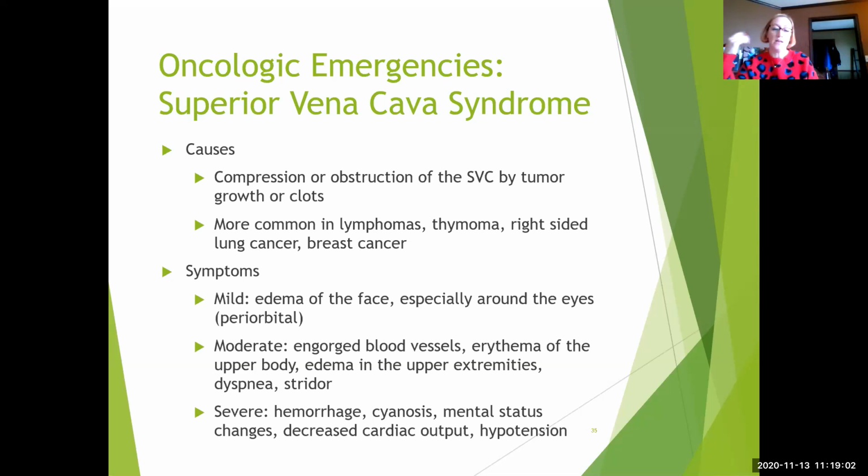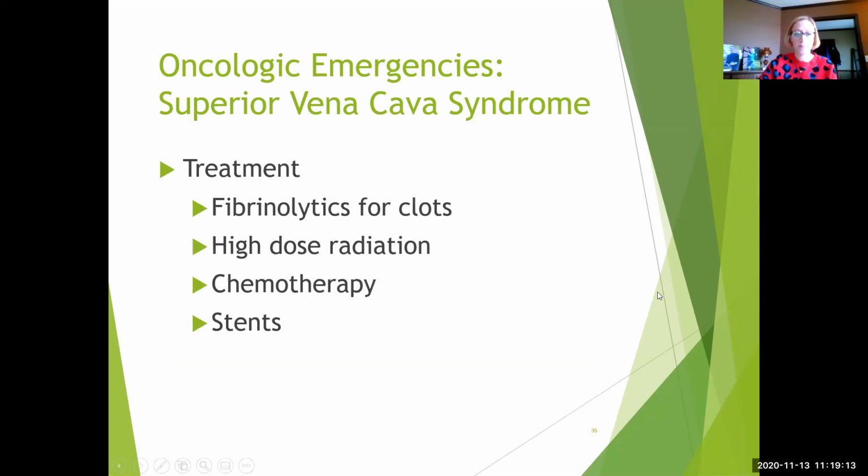Of course, especially if it's a tumor or something blocking off the superior vena cava, that is going to cause decreased perfusion and hypotension and all those problems associated with it. So treatment: fibrinolytics for clots, if it's clot related, high dose radiation, chemotherapy, and stents, to open up the SVC to allow perfusion to start again. If it's tumors, they might need to radiate to shrink the tumors, and then chemotherapy as well.